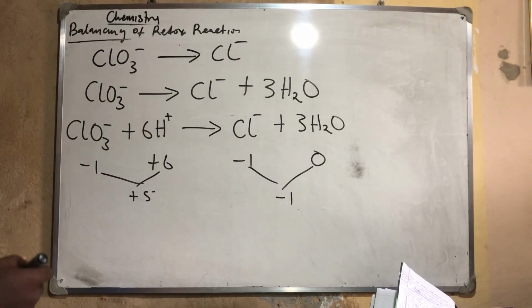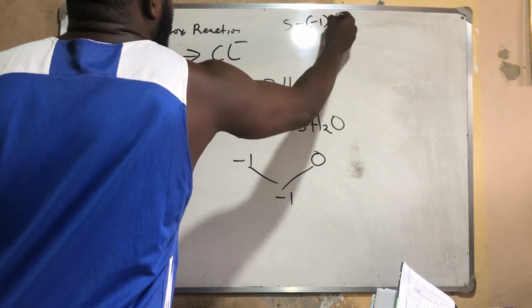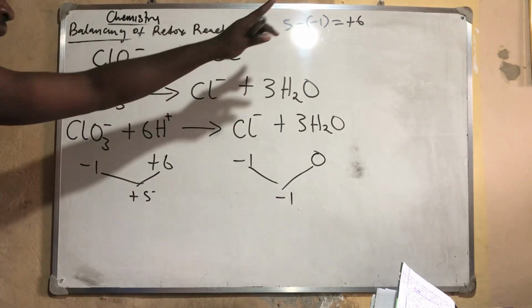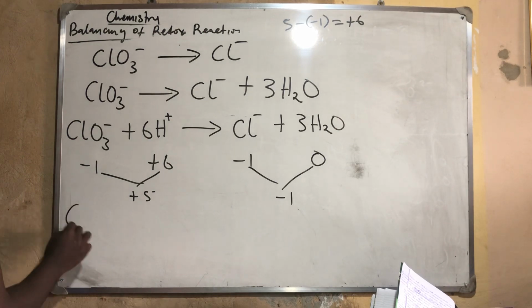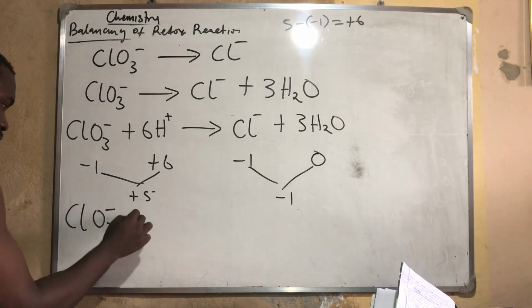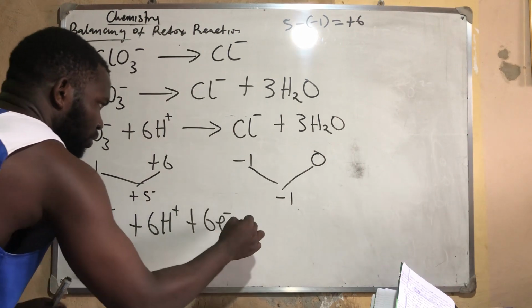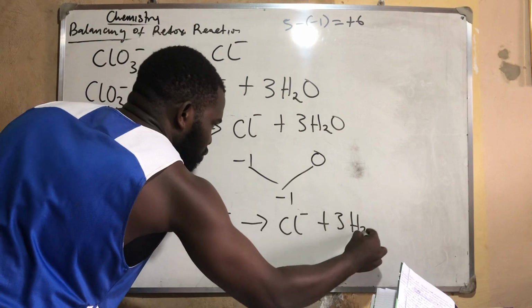So how do we check? This minus this. So 5 minus minus 1, which is plus 6. So this is bigger than this by 6 electrons. So just add that 6 electron to this side. You are done. So my answer is ClO3 minus plus 6 hydrogen plus that 6 electron will now give us Cl minus plus 3 H2O.